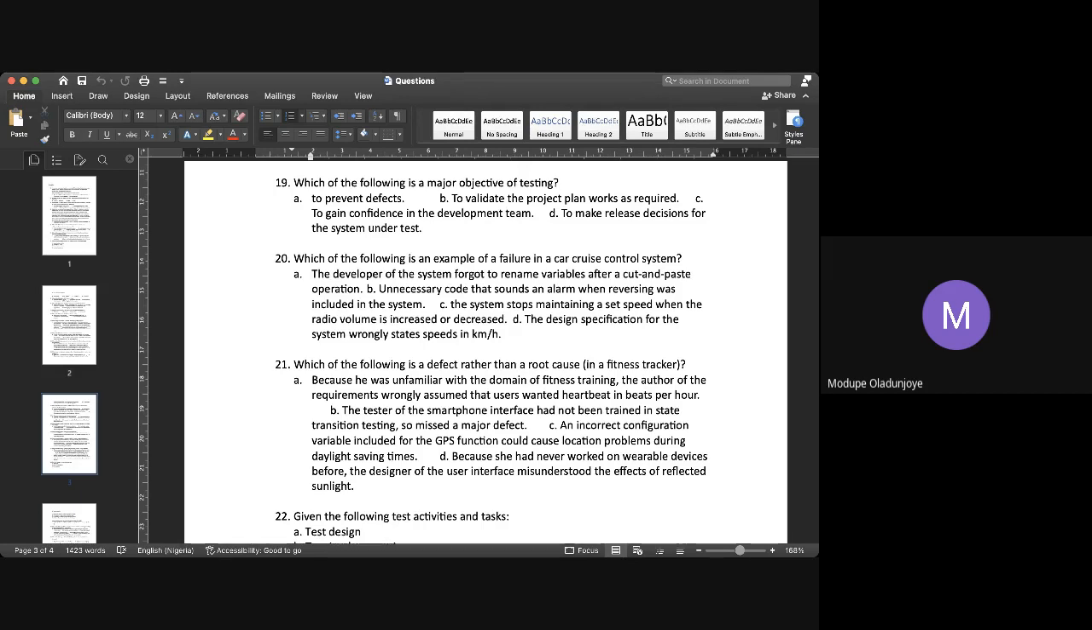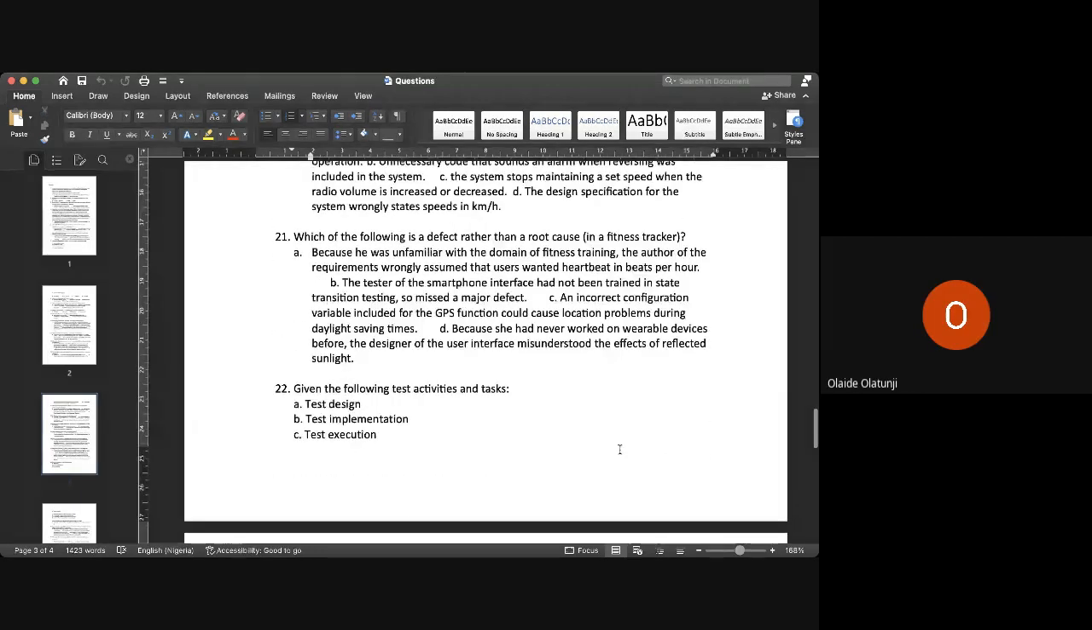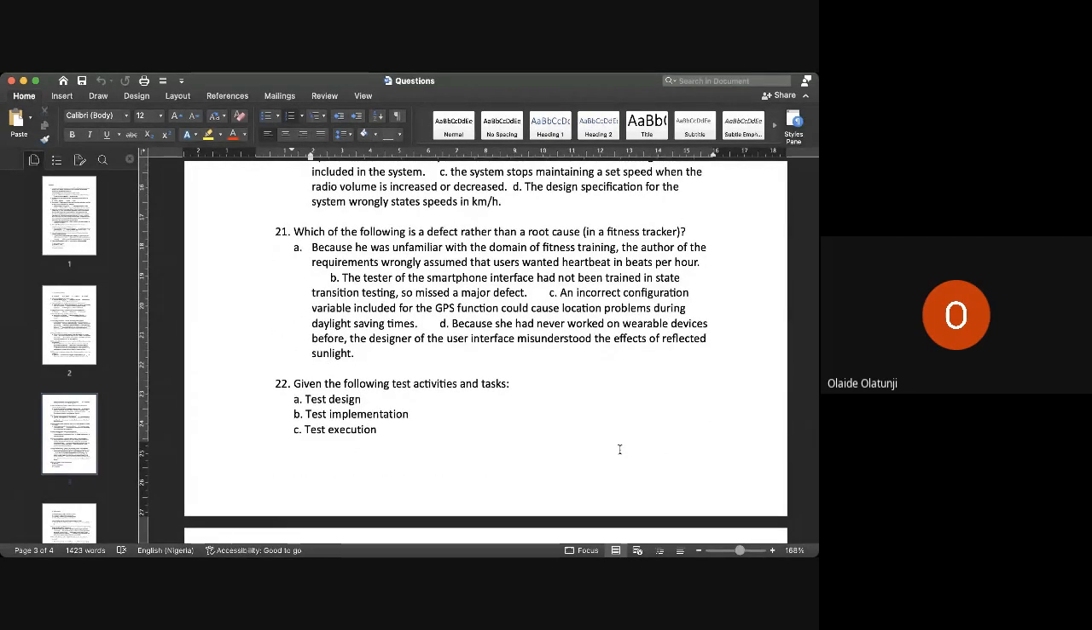An incorrect configuration will be included for DST function could cause location problems during daylight saving time. That's correct. You're not sure, you guessed. No, but it's actually showing us a problem. That's it, showing us a problem. See, it's saying defect rather than a root cause.